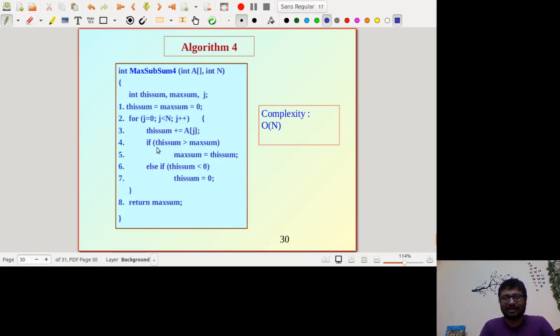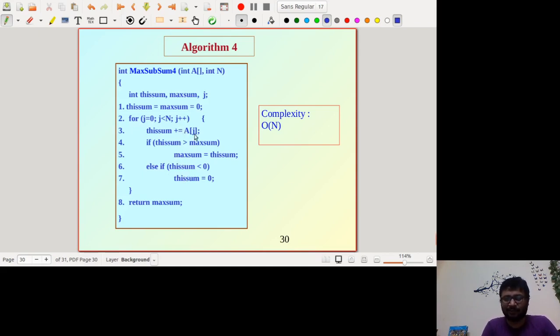Now, as long as this sum is bigger than max sum, you keep updating max sum. But if this sum becomes less than 0, then you just reset this sum. You just set it to 0. Which in spirit means you are discarding the portion of the array that is to the left of this sum, and you are starting all over again. Now, it's just one for loop and a constant amount of work inside it.